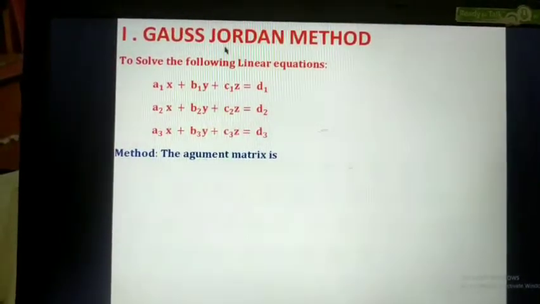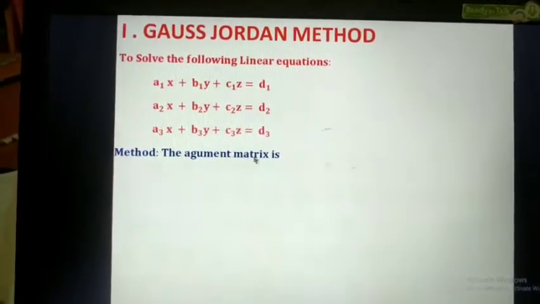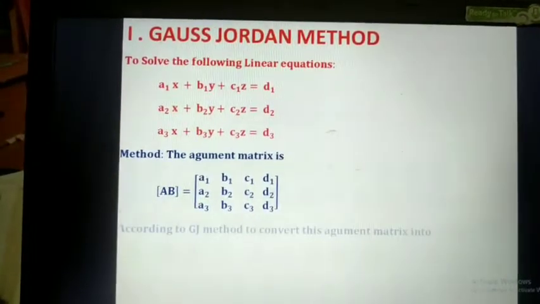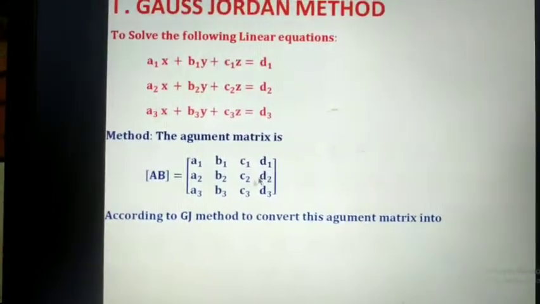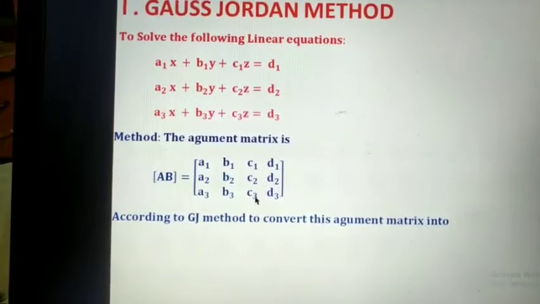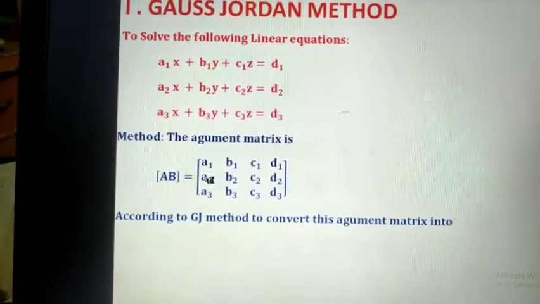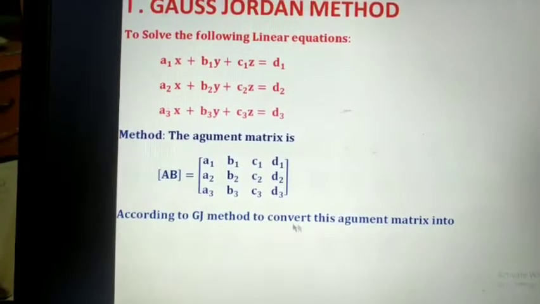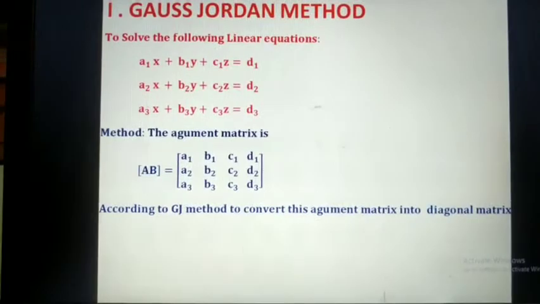Now let us look at what the Gauss-Jordan method says. According to the Gauss-Jordan method, first the augmented matrix is to be written. The augmented matrix AB is equal to A1, B1, C1, D1, A2, B2, C2, D2, A3, B3, C3, D3. According to the Gauss-Jordan method, we have to make the upper elements B1, C1, C2 and lower elements A2, A3, B3 to be 0. According to the Gauss-Jordan method, convert this augmented matrix into the diagonal matrix.